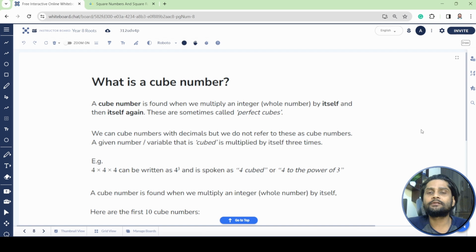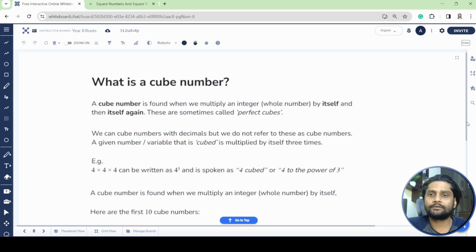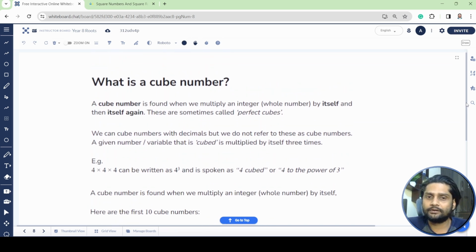After that, students, just like we discussed the square numbers, we can also discuss the cube numbers. Just like a square number is a number multiplied by itself, to get a cube number, a number is multiplied by itself and then again by itself. So basically the multiplication takes place three times, and that type of number is called a cube number.